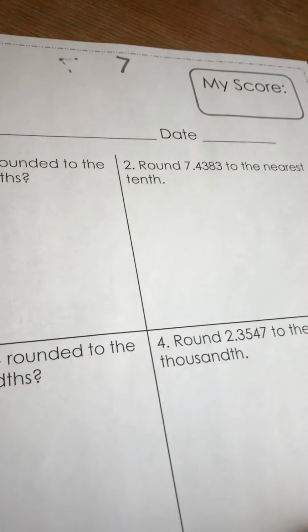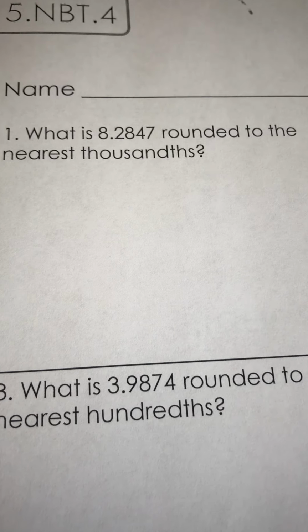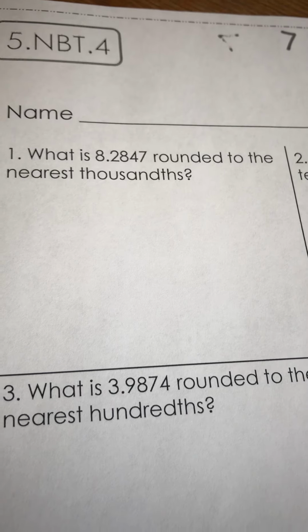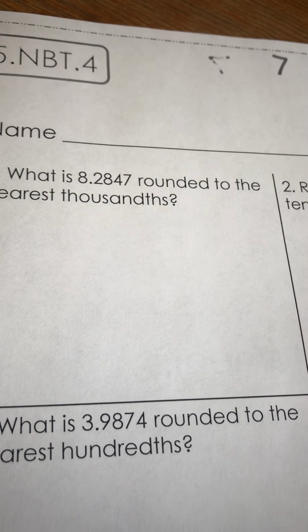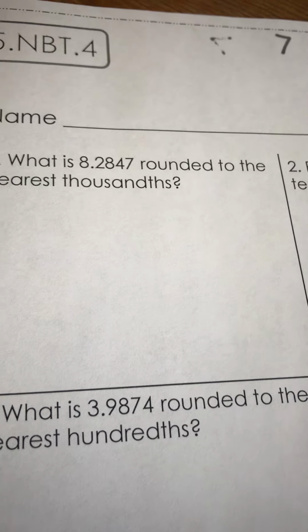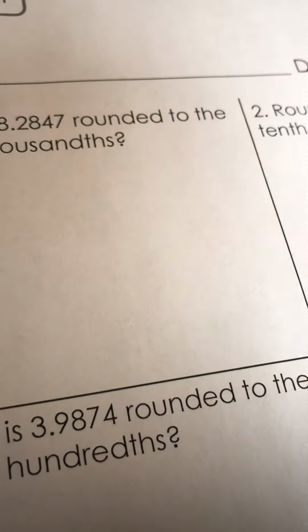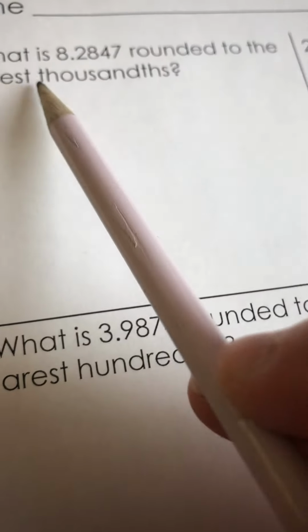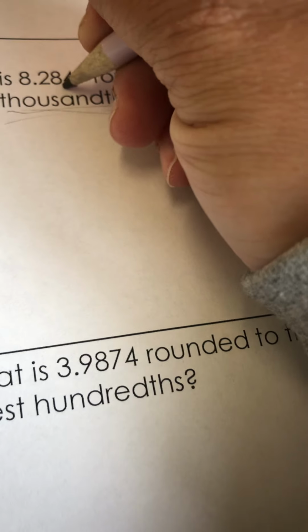In this video, we are looking at math page 7, and we are talking about rounding. So number 1: what is 8 and 284/7/10,000ths rounded to the nearest thousandth? So what I'm going to do is find the place that we're rounding to, the thousandths. I'm going to underline that.